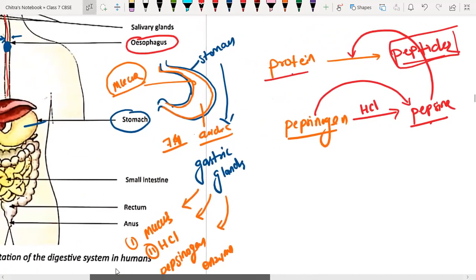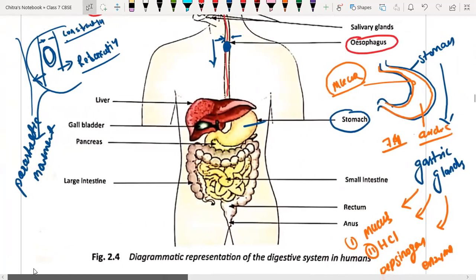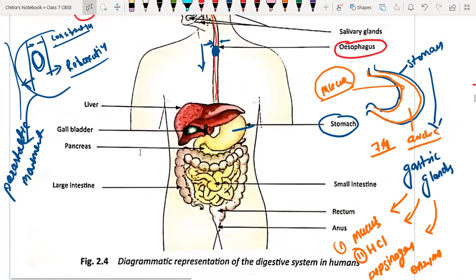But pepsinogen works in the presence of acid. That's why an acid medium is required in the stomach. Okay, that's why that acid is being secreted.